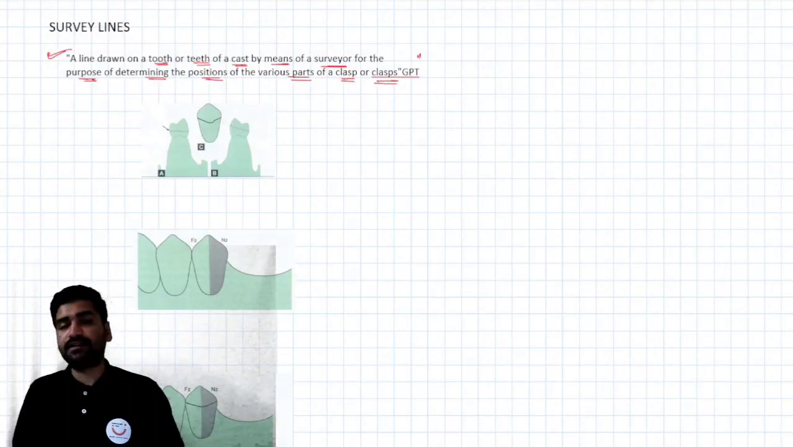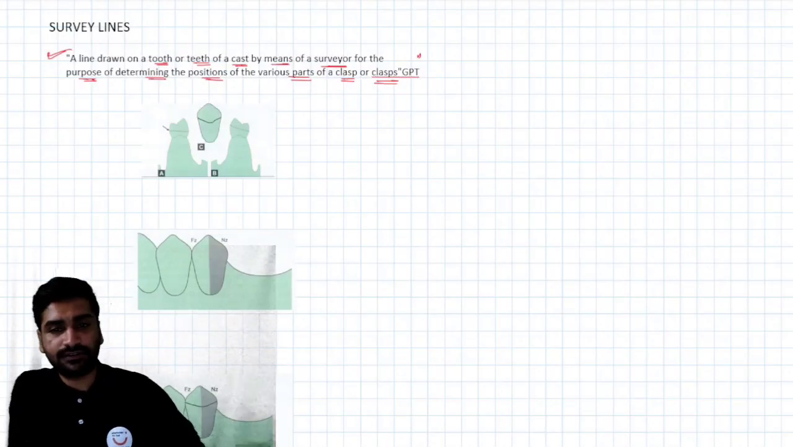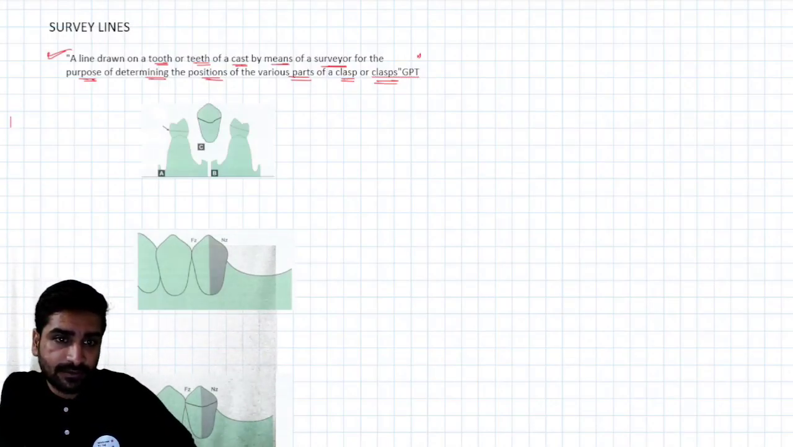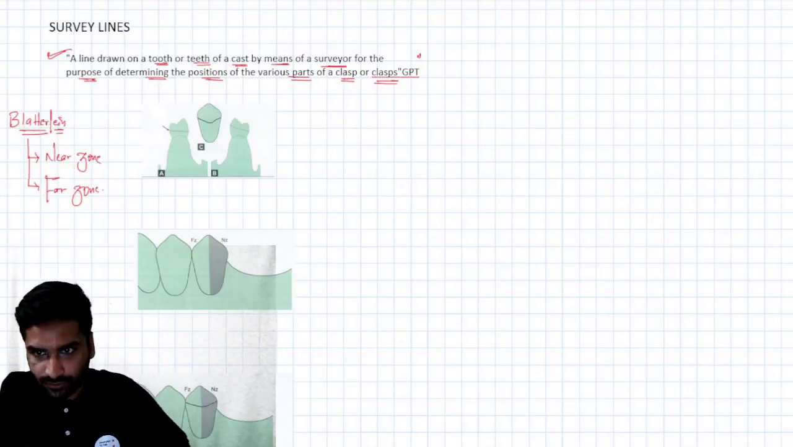Now there was one person called Blatterfin. Blatterfin was the first one who came up with this concept, not actually of survey lines, but he came up with the concept of near zone and far zone. So what is near zone and far zone?